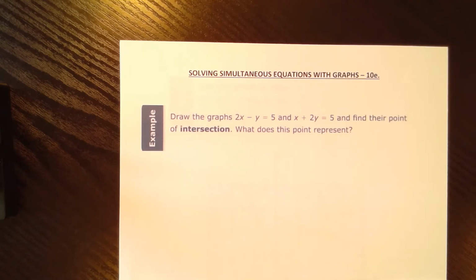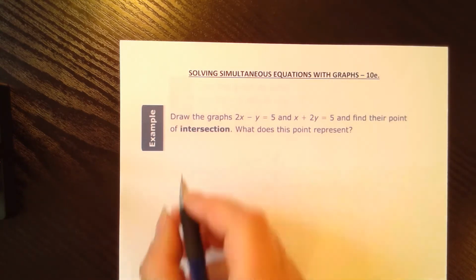So first things first. I could draw full tables of values for both of those, but I don't really know how big my tables of values need to be, so I'm going to look at the points where the straight lines intersect the two axes. They intersect the x-axis when y is 0, and they intersect the y-axis when x is 0. So I'm looking at those 2 points.